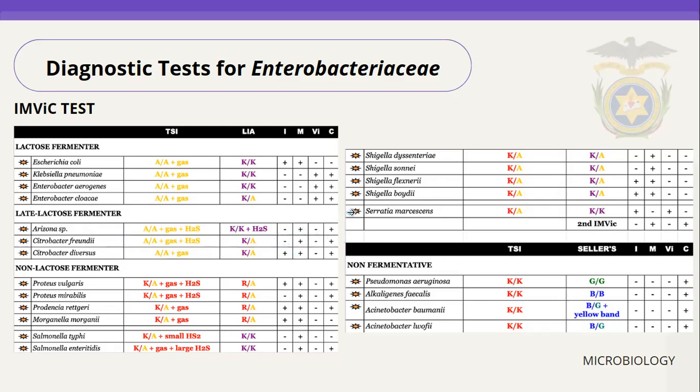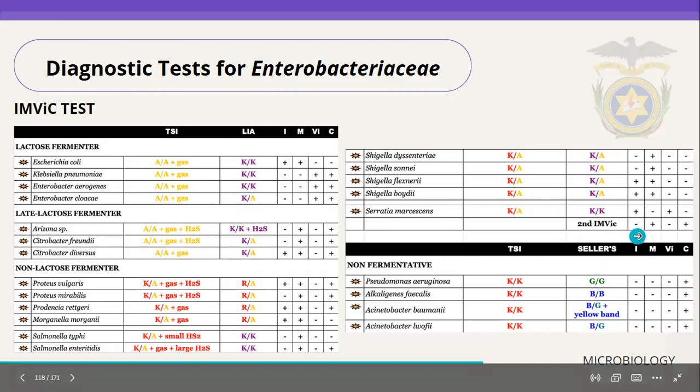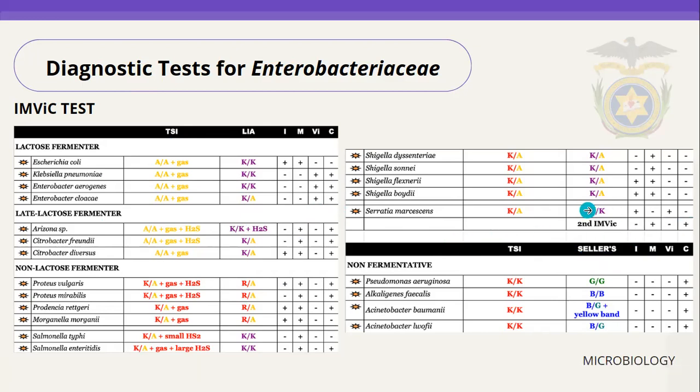That's how you say an IMViC reaction. It's not just positive alone. It should be complete. What's the reaction in the indole test? What's the reaction in the methyl red test? What's the reaction in the Voges-Proskauer? What's the reaction in the citrate utilization test? So it should be complete. Please also take note, guys, of the TSI and the LIA reactions of the different members of Enterobacteriaceae, because this one is very important.